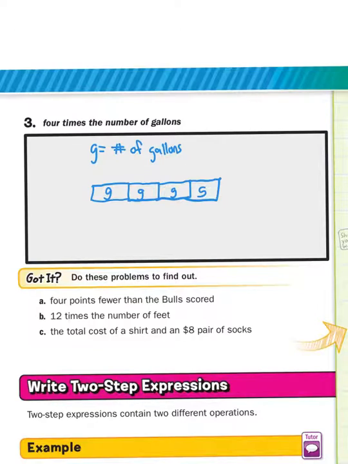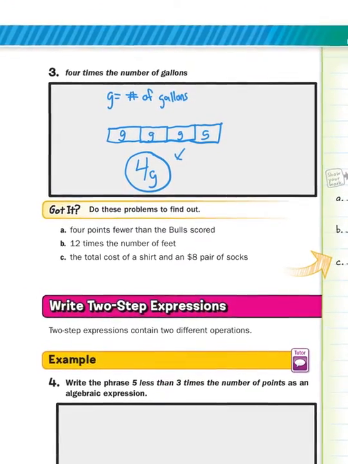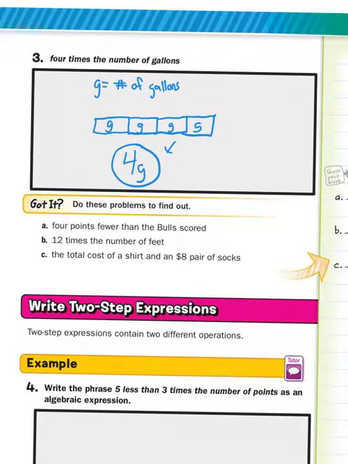Now, to write your expression, take a look at what that is. Isn't that G 4 times, or 4 times G, or 4 G's? That's our expression. Remember, 4G means 4 times G, and that's what this bar diagram represents. All right. Are you ready to try some? So we have A, B, and C. A says 4 points fewer than the Bulls scored. B, 12 times the number of feet. And C, the total cost of a shirt and an $8 pair of socks.